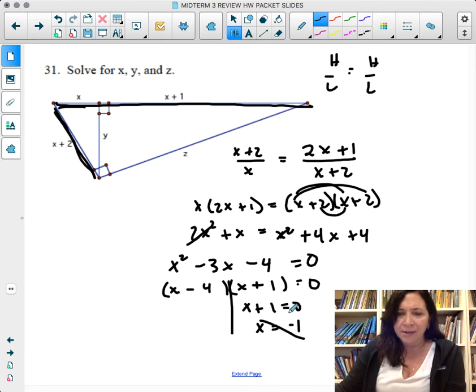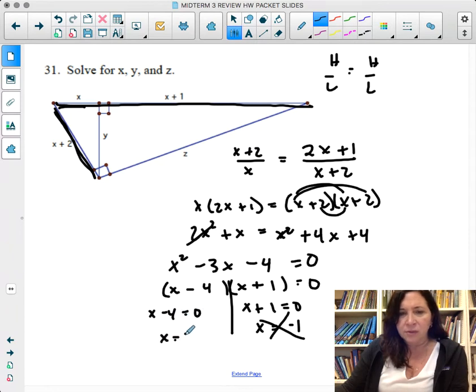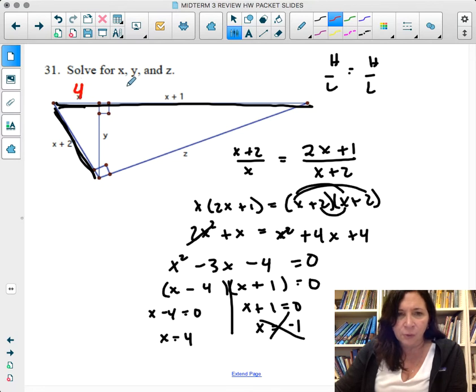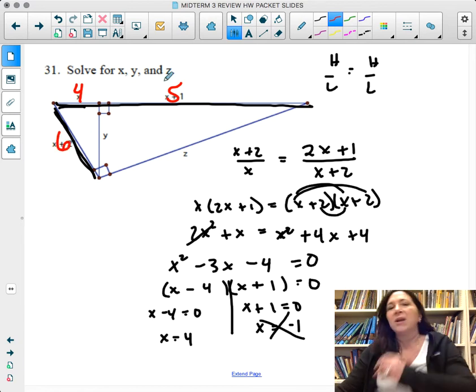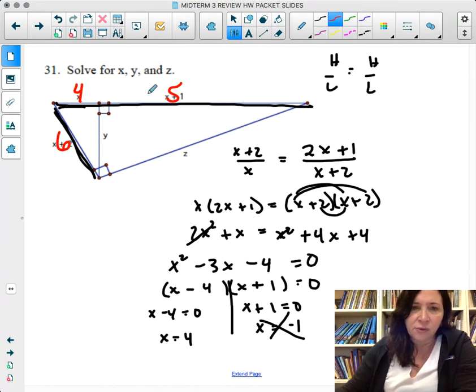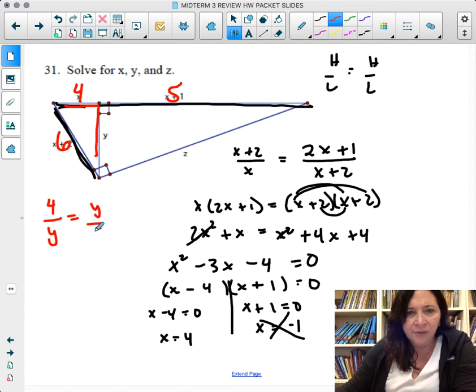No, we can't have a negative length. X minus 4 equals 0. So x equals 4. So I know now that x is 4. So this is 4. 4 plus 1, that's 5. 4 plus 2, 6. So now we can find everything we need to do. So to find y, I'm going to go 4 is to y as y is to 5. So I have y squared equals 20. And then y is equal to the square root of 20.